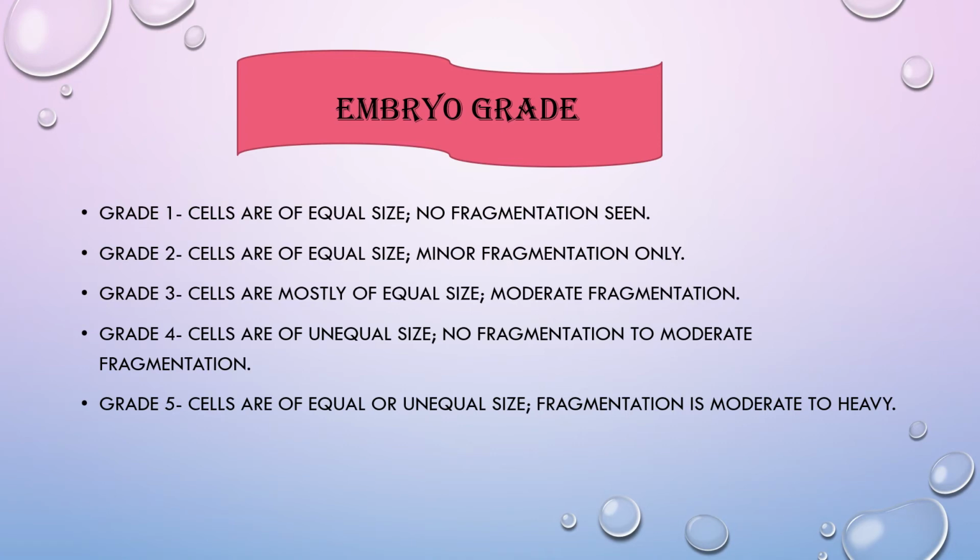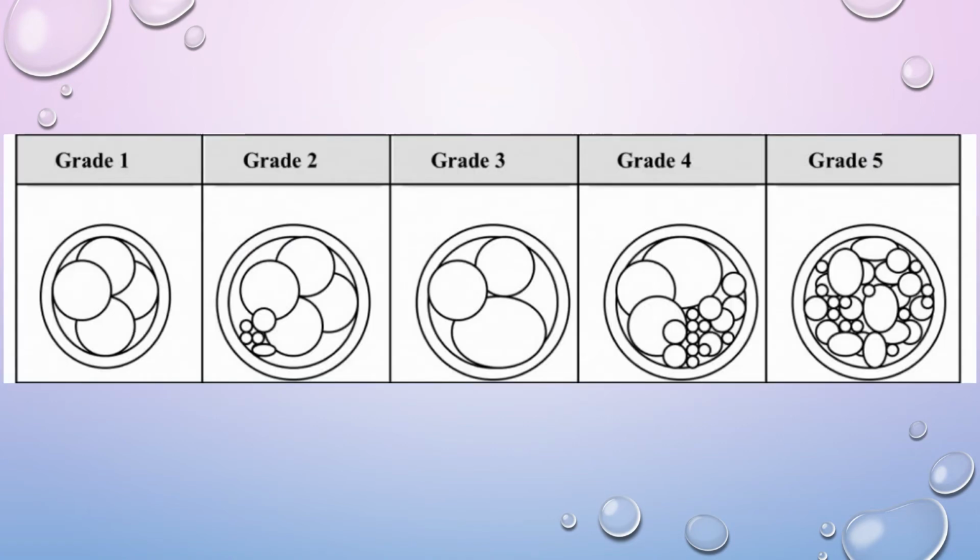This is the embryo grade. There are 5 different types of grading. In grade 1, cells are of equal size, no fragmentation is seen. In grade 2, cells are of equal size, minor fragmentation only. In grade 3, cells are mostly of equal size, moderate fragmentation. In grade 4, cells are of unequal size, no fragmentation to moderate fragmentation. Grade 5, cells are of equal or unequal size, fragmentation is moderate to heavy. Now, in this picture, all 5 grades of embryos are shown.